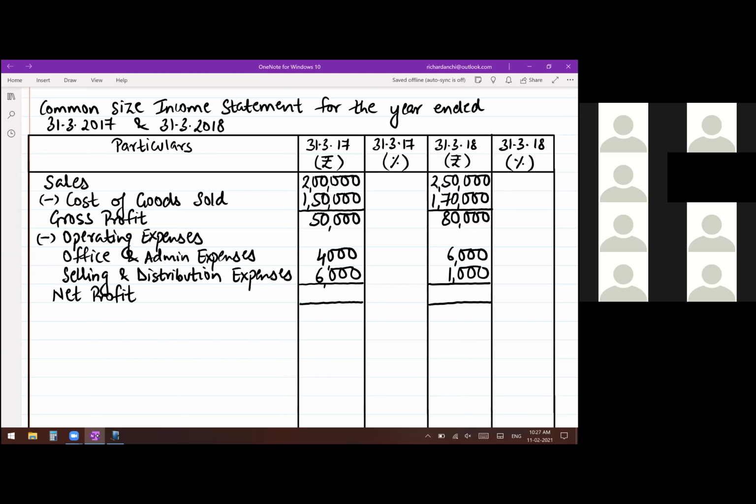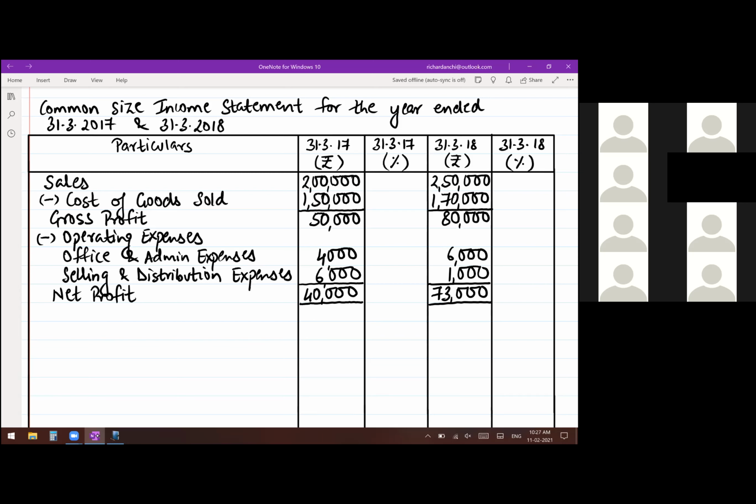Tell me, for 2017, what is the net profit? 40,000. And 2018? 73,000. Good. That's it. Income statement is over.